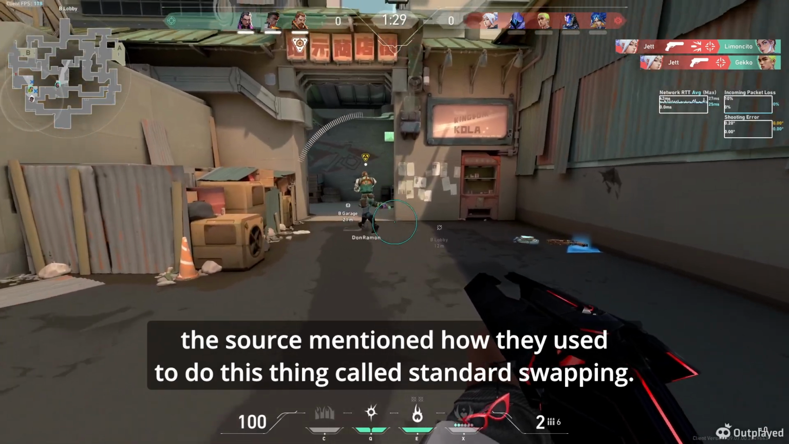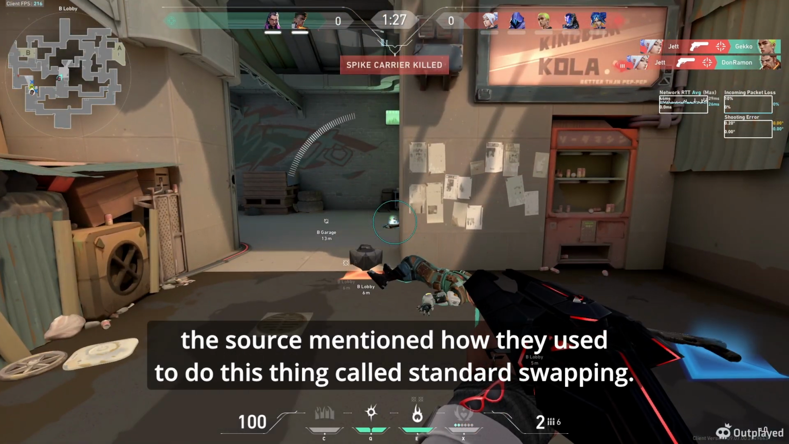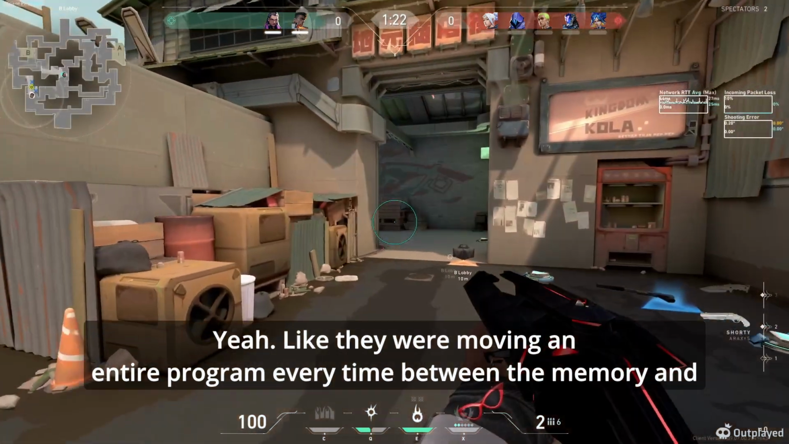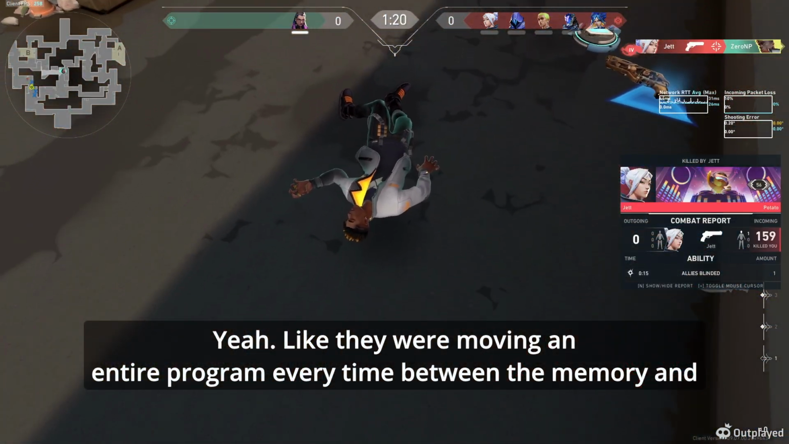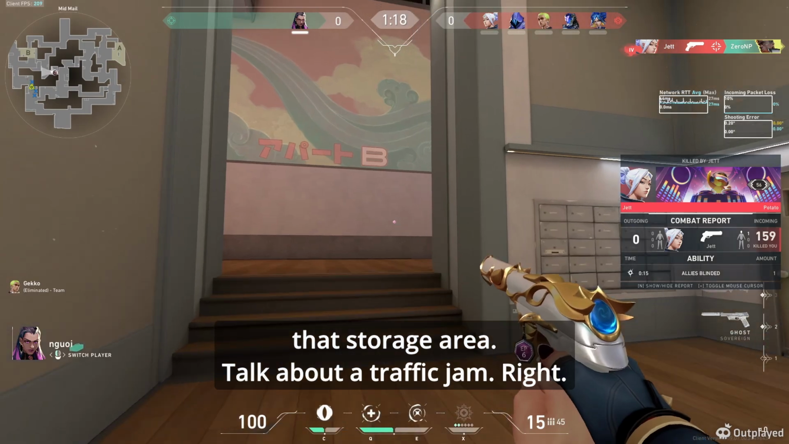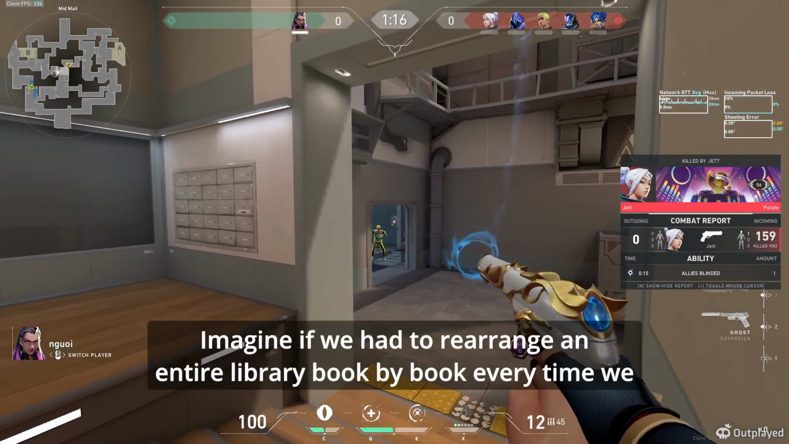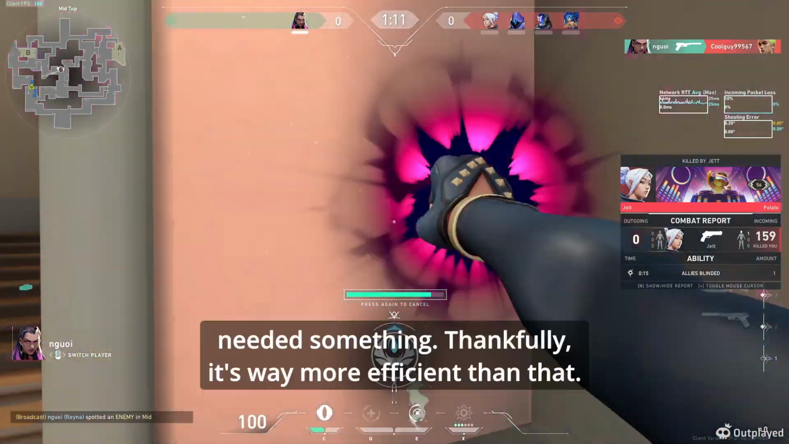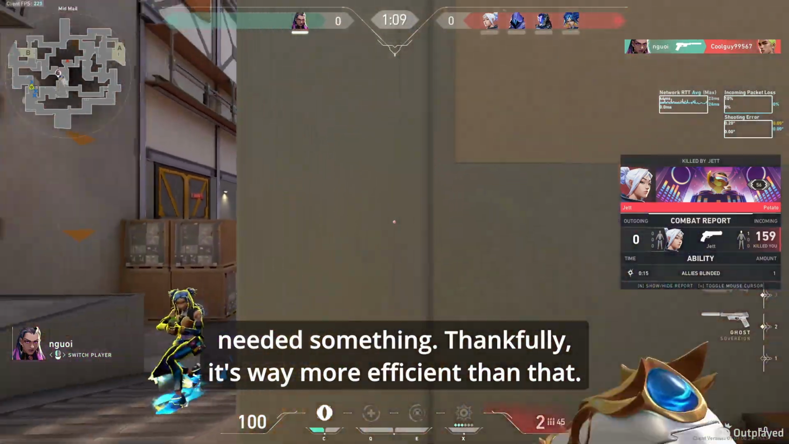The source mentioned how they used to do this thing called standard swapping. Can you imagine? Oh man, the source made it sound awful. Like they were moving an entire program every time between the memory and that storage area. Talk about a traffic jam. Right. Imagine if we had to rearrange an entire library book by book every time we needed something. Thankfully, it's way more efficient than that now.